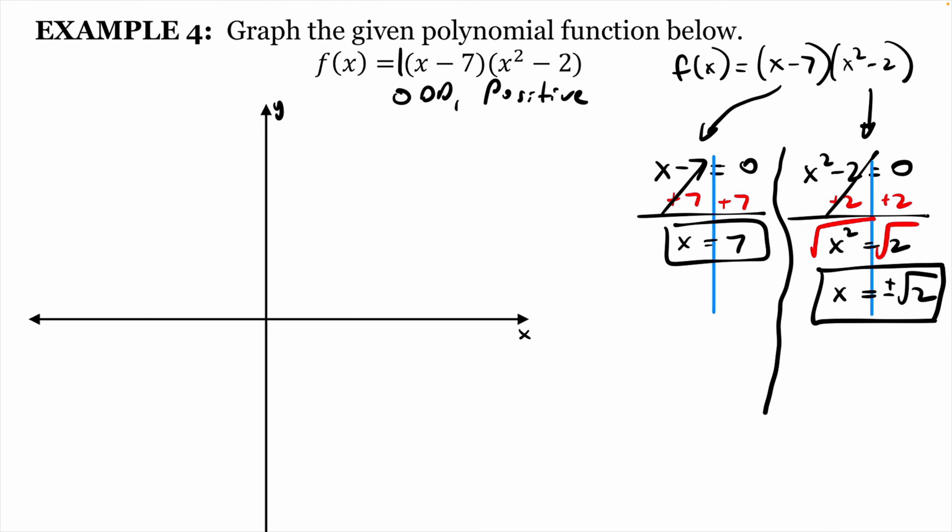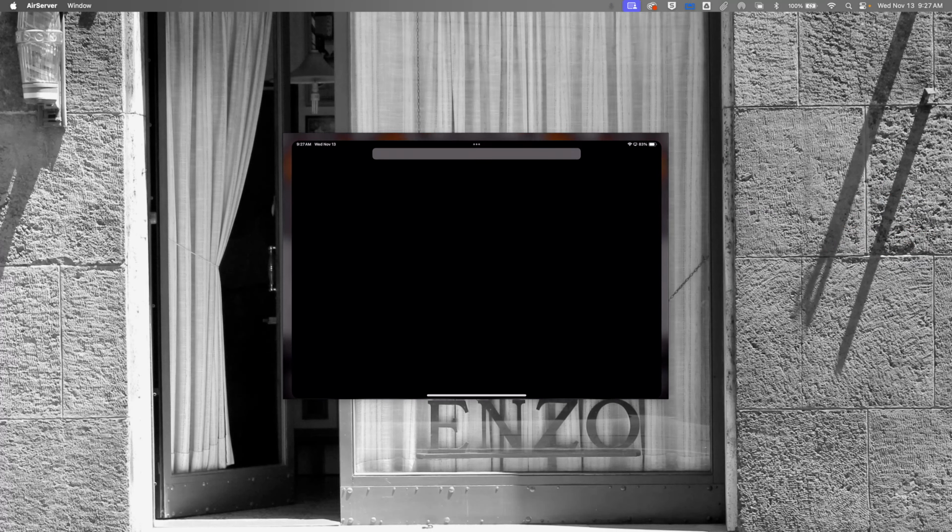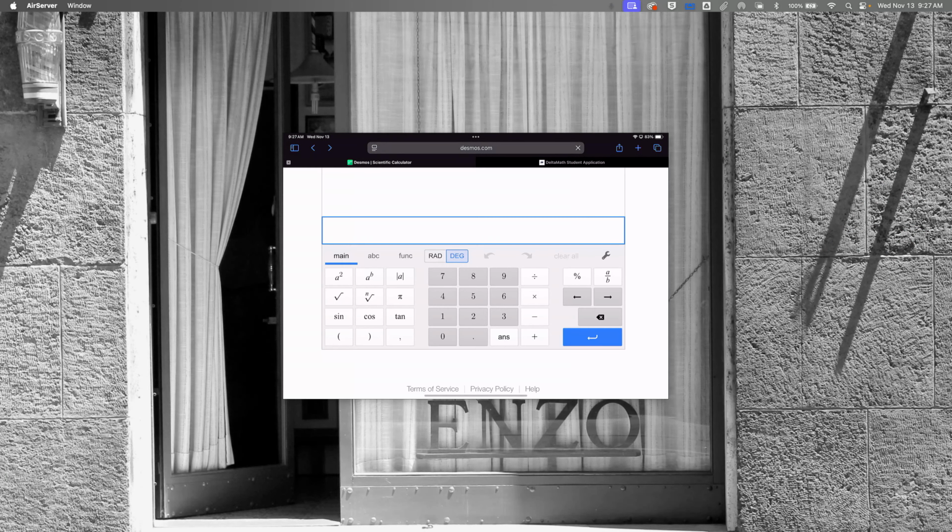Okay, so let me go make my dots. First one is at positive 7, right? Positive 7 means I go 1, 2, 3, 4, 5, 6, 7, make a dot. I have 2 more answers, positive and negative square root of 2. I don't know quite exactly where those are at. So that's what you use a calculator for. Let's go to my calculator.